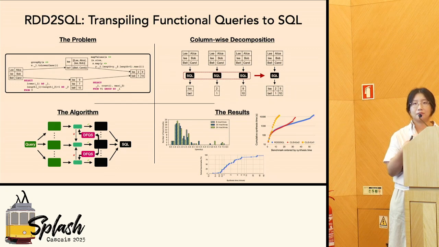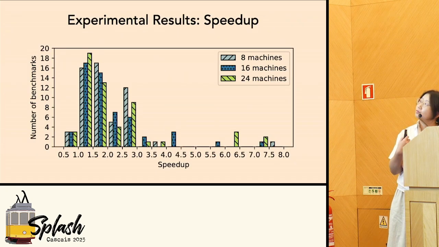And one more question. With respect to speedups, what are the speedups in relation to? Like there are 8 machine ones, 16 and 24. Yes. So these are speedups of the compiled SQL with respect to the original. Yes, okay. Exactly.